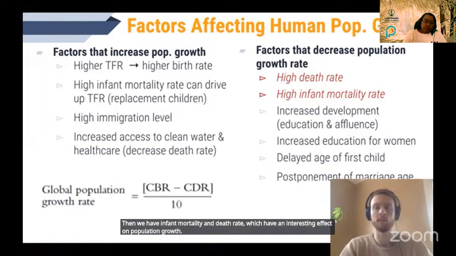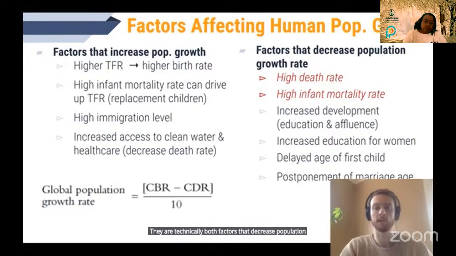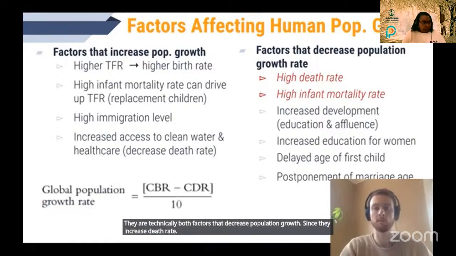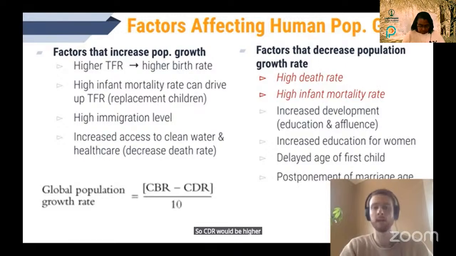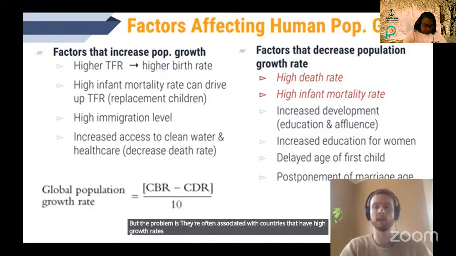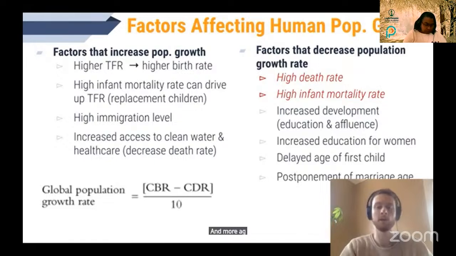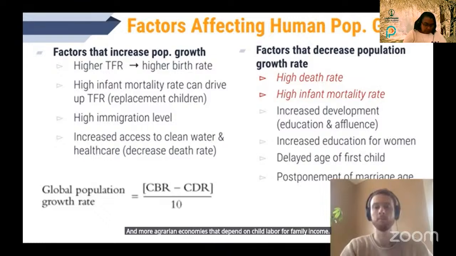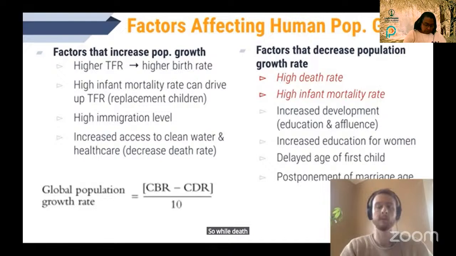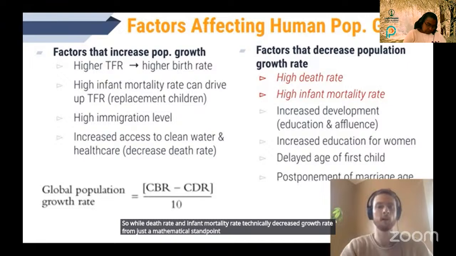They are technically both factors that decrease population growth since they increase death rate. So CDR would be higher and we would have a lower growth rate. But the problem is they're often associated with countries that have high growth rates. And that's because they're often less developed countries with fewer educational opportunities for women and more agrarian economies that depend on child labor for family income. So while death rate and infant mortality rate technically decrease growth rate from just a mathematical standpoint, they're often associated with countries that have extremely high birth rates, or TFR, which then leads to higher growth.